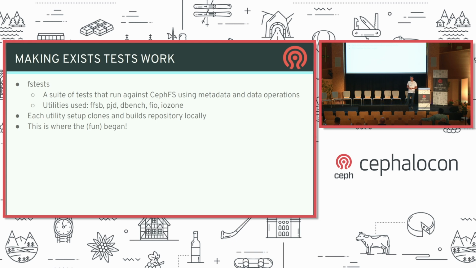With each utility, it's very common that they'll do a git pull, so pull down the source code, and then build the actual utility locally. And this is where a lot of the common read and write path edge cases were discovered. As you're going to be able to see soon, each step of the way encountered an issue. FFSB failed initially just on the git pull.